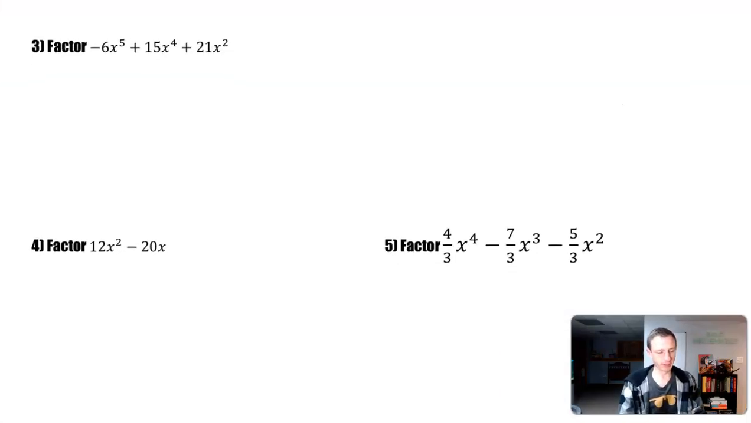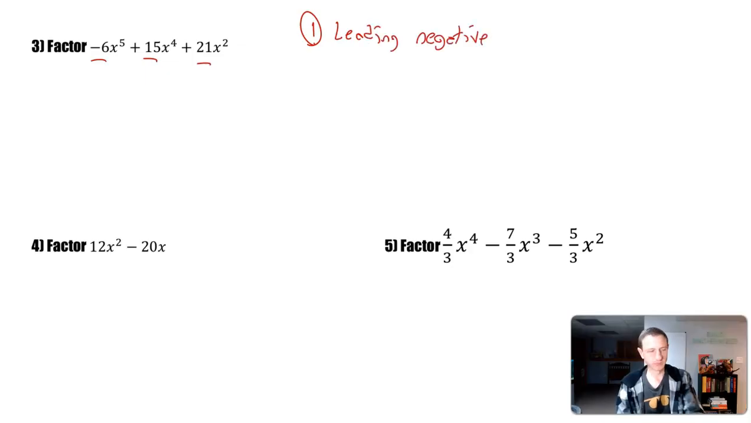Number 3, we want to factor out the GCF. So let's look at each term. Negative 6, 15, 21. First of all, I have a leading negative, meaning my first term is negative. Whenever there is a leading negative, you want to factor out that leading negative. We always need to take care of that leading negative. So I know for sure when looking at these 3 terms, I'm going to factor out a negative.